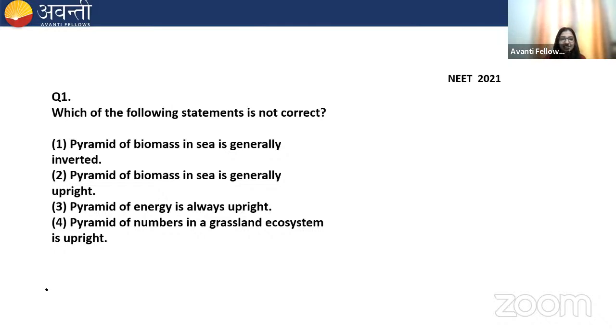Now let's discuss the question: which of the following statements is not correct? 1. The pyramid of biomass in sea is generally inverted. 2. The pyramid of biomass in sea is generally upright. 3. The pyramid of energy is always upright. 4. The pyramid of number in grassland ecosystem is upright. Quickly answer what you think the correct option will be.